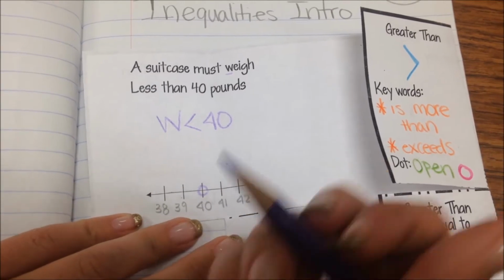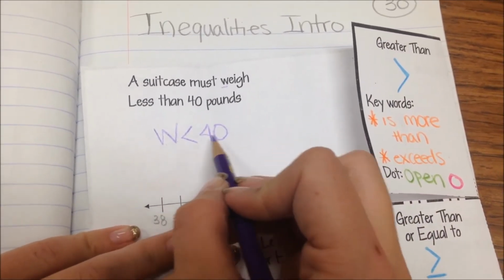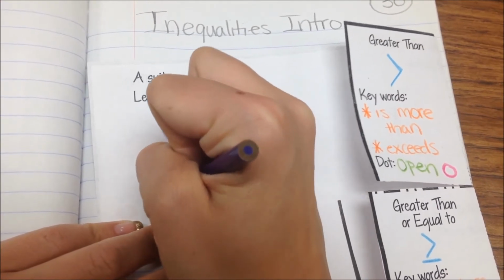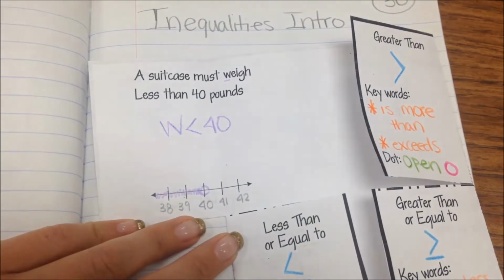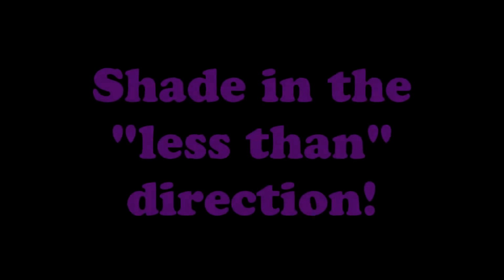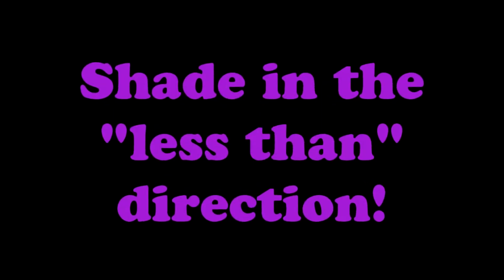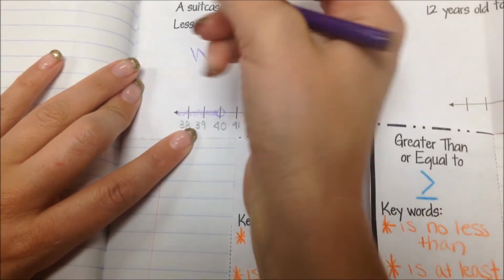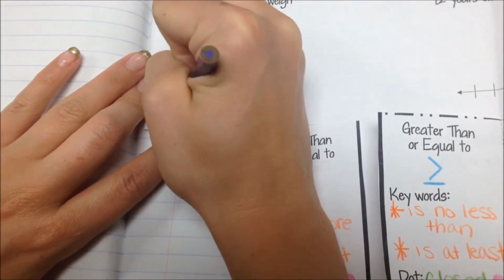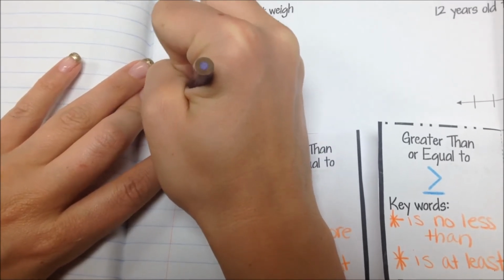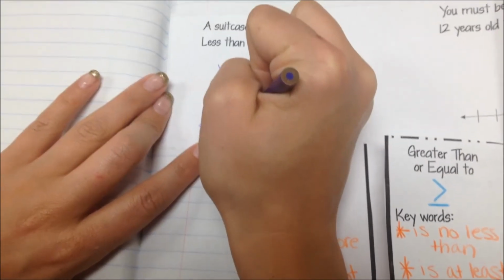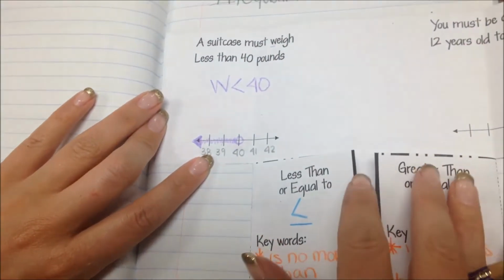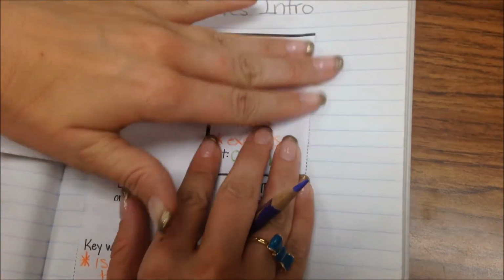Okay, and I want you always to say it out loud. W is less than 40 pounds, so I'm going to shade less than 40 pounds. The last thing that I need to do is I need to make sure that I put an arrow at the end of my number line to show that I'm going on forever in the less than direction. Okay? Next, I'm going to move over to my greater than.